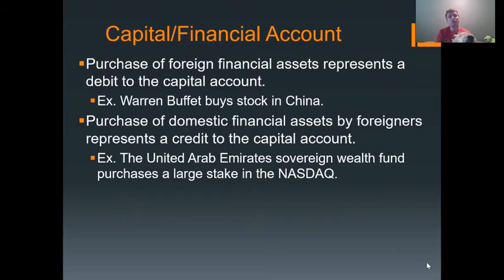So those financial assets that you'll sometimes see phrased under just the financial account, that would be the stocks and bonds. So Warren Buffett buys stock in China. The money is flowing towards China because Warren Buffett is buying stocks there. So that would be a credit to China's capital account. Meanwhile, if another country uses their sovereign wealth fund to purchase a large stake in the NASDAQ, which is a US based fund, that is a credit to the US's capital account.